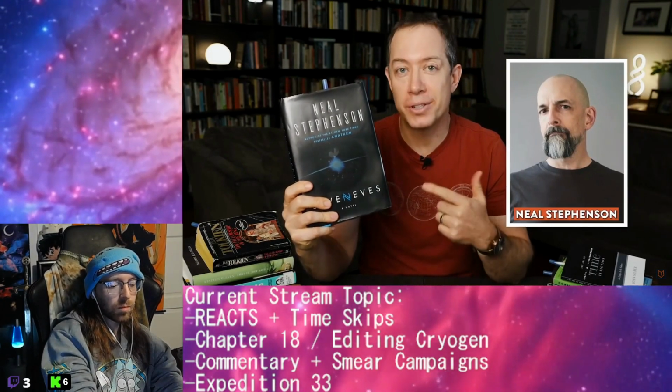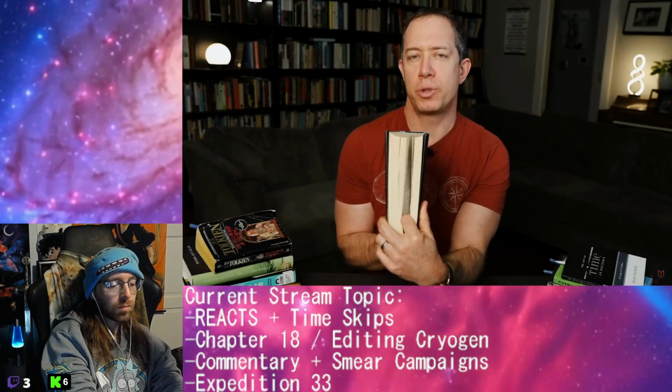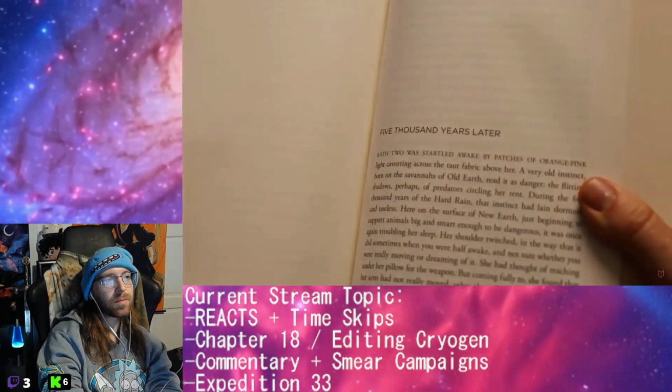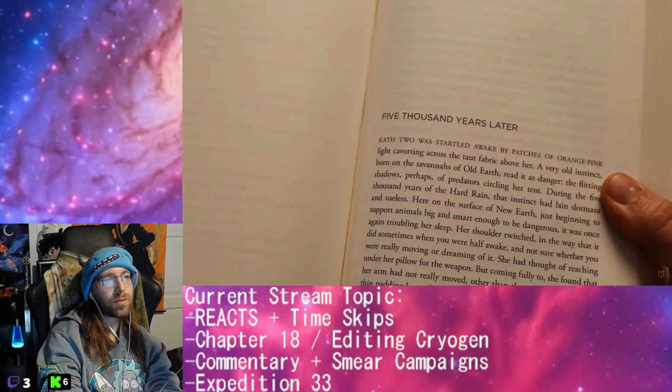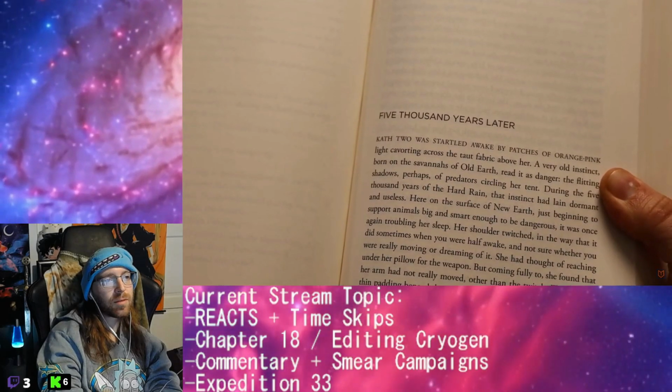This one is from Neal Stephenson's Seveneves. There's a part in this book, about 2/3 of the way through the story, where you're just reading along, everything's normal, and then you turn the page, and then you see this: 5,000 years later. Are you kidding me?